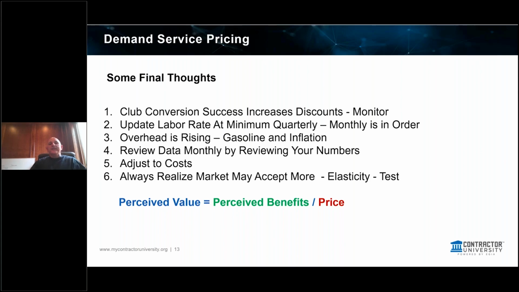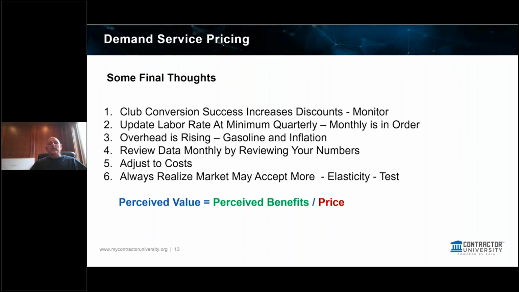And then number 4, the data. Being able to review your data monthly, I think, is key. So when you're talking through what's happening on your efficiency, what's happening on your productivity, what's happening on your conversion rates, that leads to number 5, which is an adjustment to costs. And then last but not least is just the idea of market value. This one is worth spending just a little bit of talk time on.